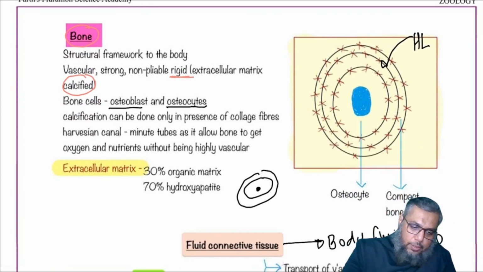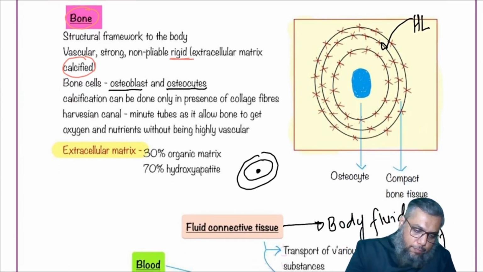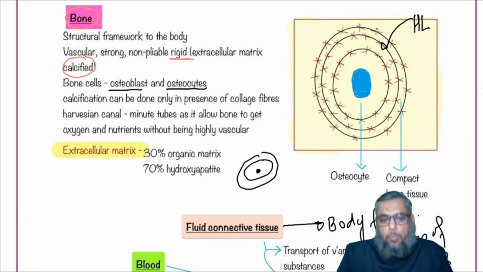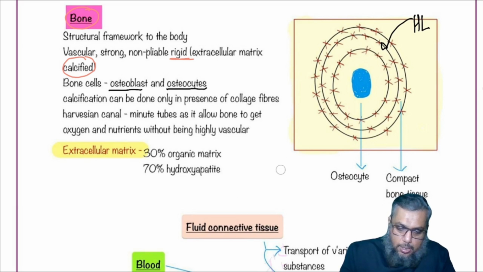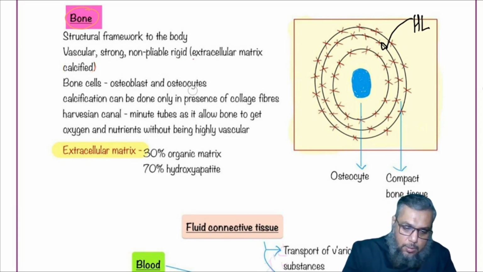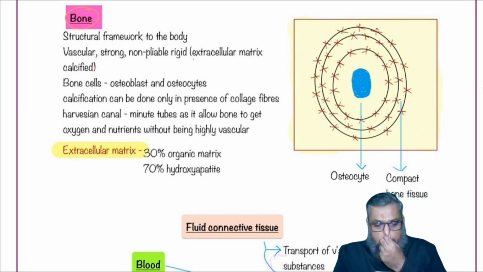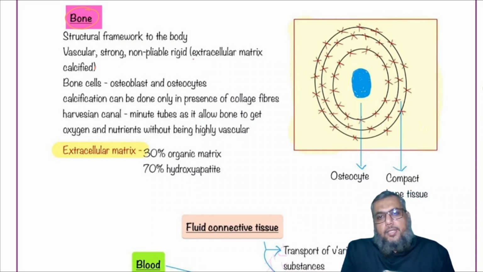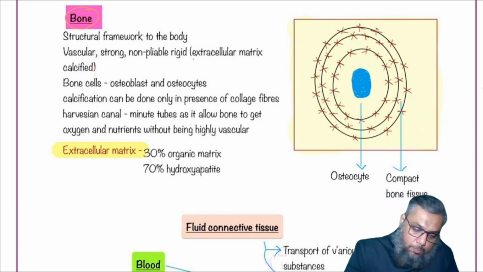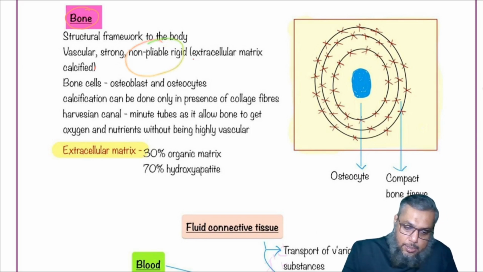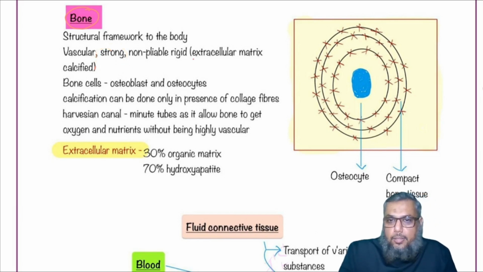Now, moving further to the second type of supportive connective tissue, which is the bones. Now, let us talk about these bones. Whenever we talked about cartilage, cartilage was a rigid but flexible tissue. But bones are non-pliable and rigid. They are strong, and their rigidity, their toughness of the bone is because of the calcification of the matrix of the bone.